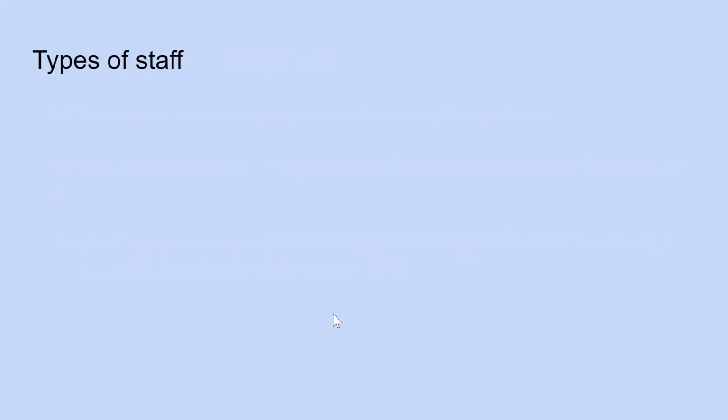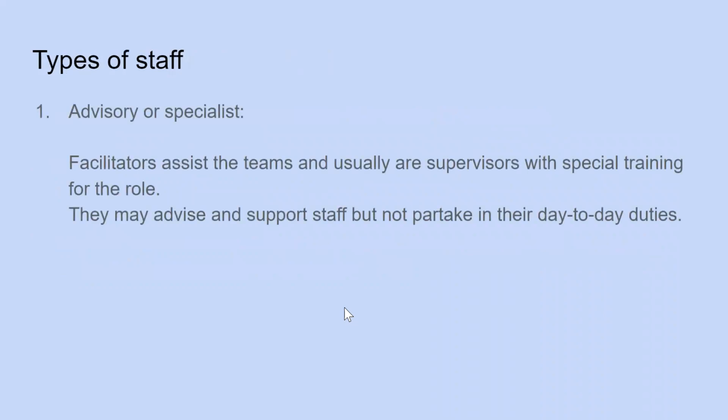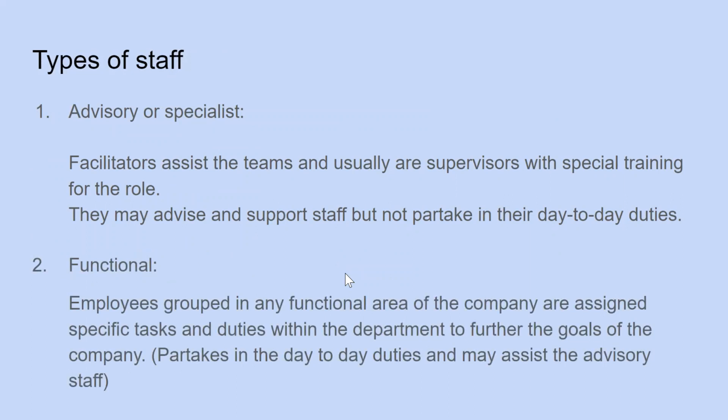Okay, talking about some types of staff here. We have advisory or specialist versus functional. And the easiest way to think about this is advisory specialists are more your managers, where functional are more of the team members, the frontline workers. And so advisory specialists are facilitators, assist the teams, and usually are supervisors with special training for the role. They may advise and support staff, but do not partake in the day-to-day duties.